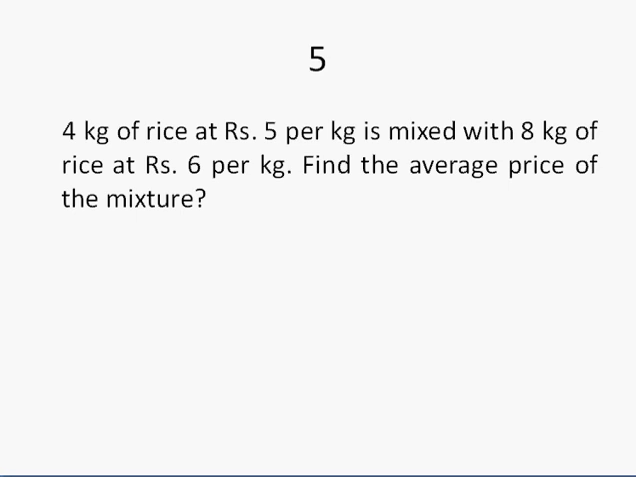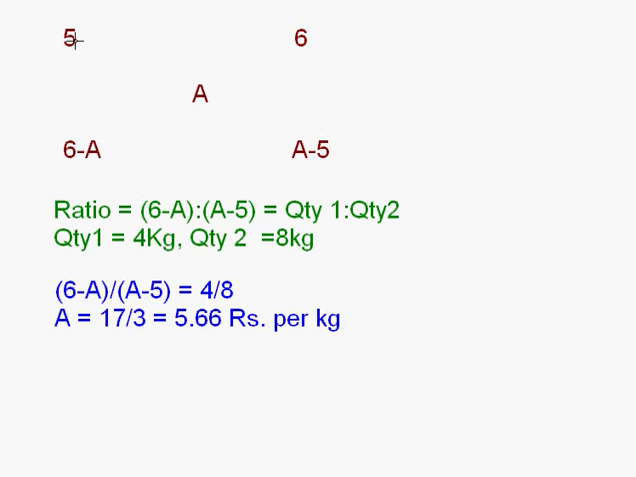So what we'll do, the rule of allegation, we must write rupees in the table, in the chart that we prepared. So 5, 6 will be here. A is the cost of the mixture. Over here 6 minus A, over here A minus 5. So the ratio will be 6 minus A is to A minus 5 is equal to quantity 1 is to quantity 2. Now what is quantity 1? It is 4 kilograms given in the question. What is quantity 2? It is 8 kilograms given in the question. So 6 minus A upon A minus 5 will be 4 upon 8. So A will be 17 upon 3, that is equal to 5.66 rupees per kilogram.